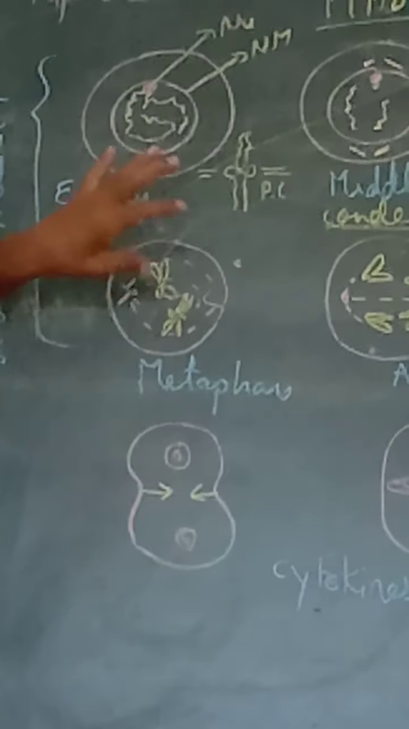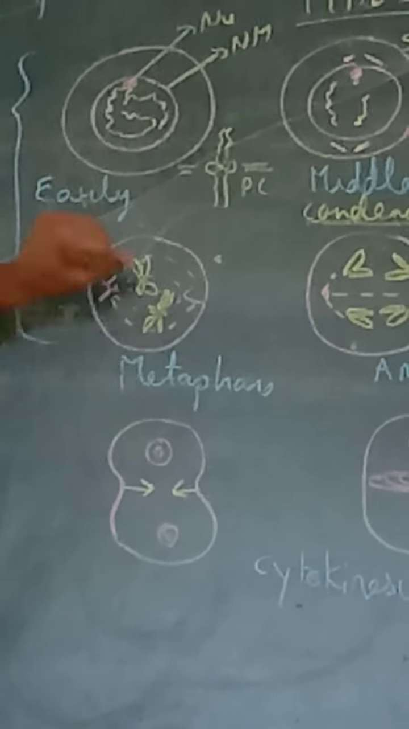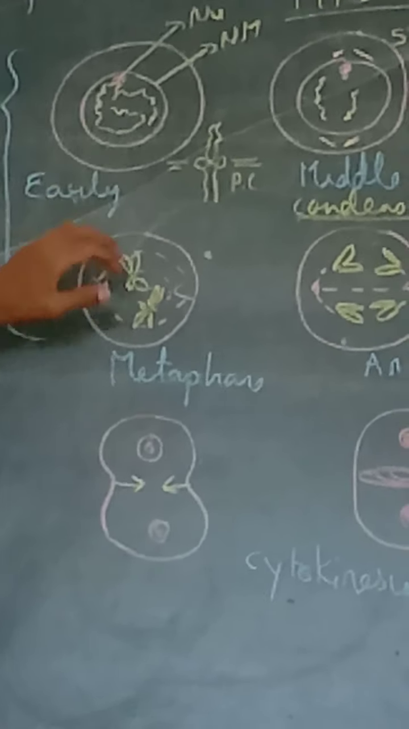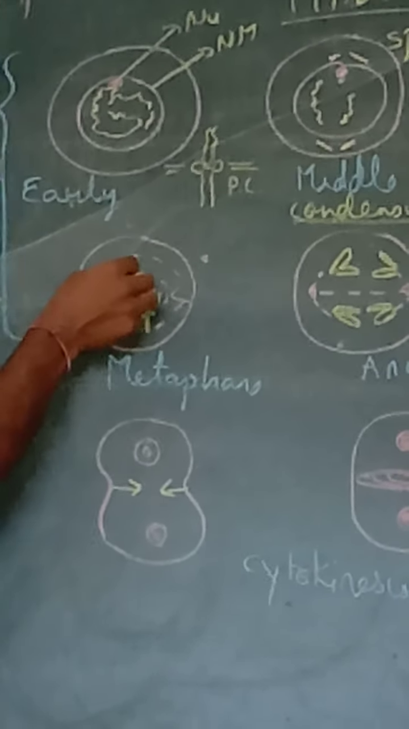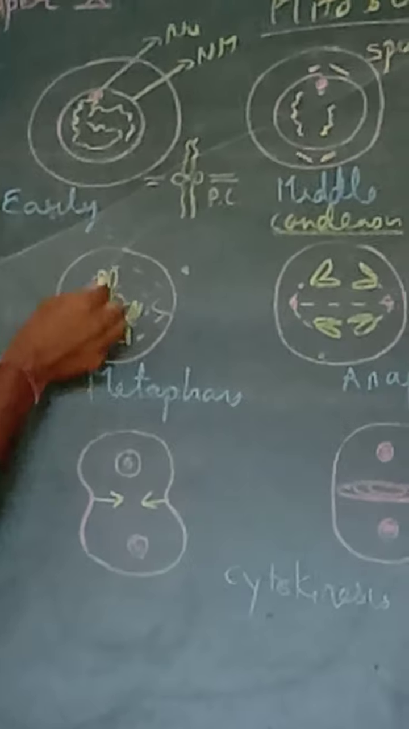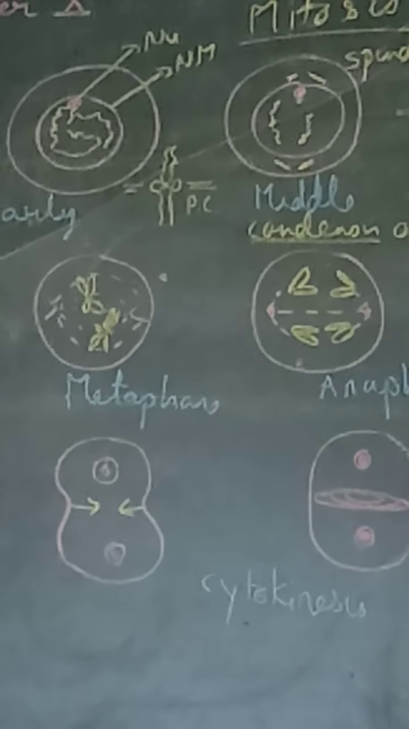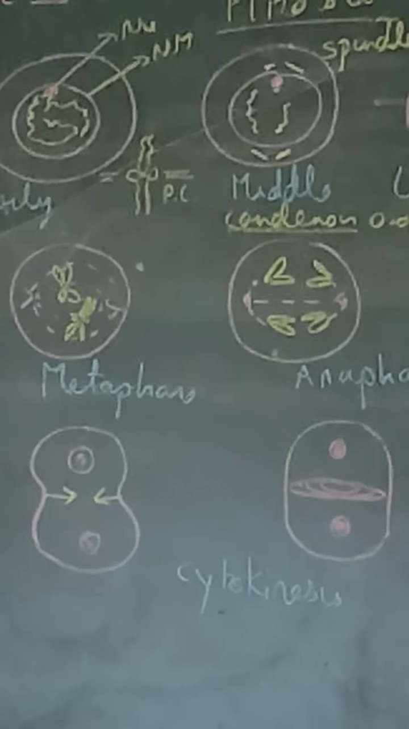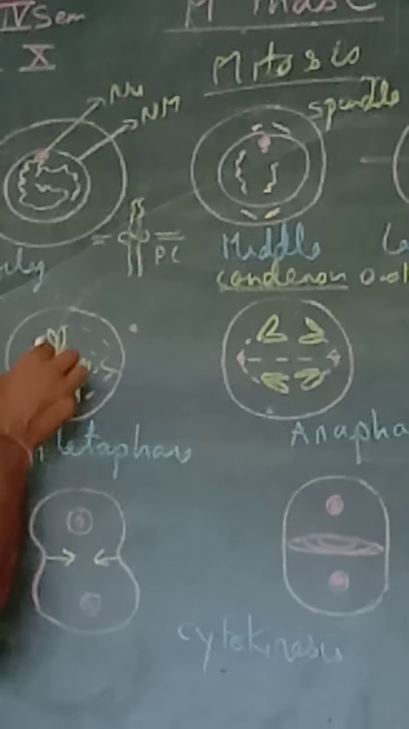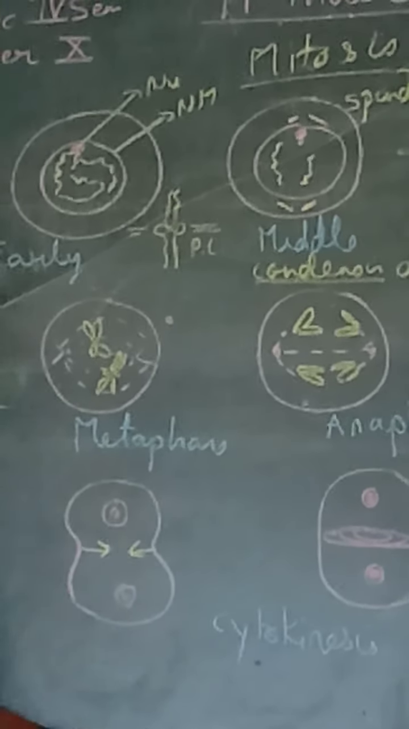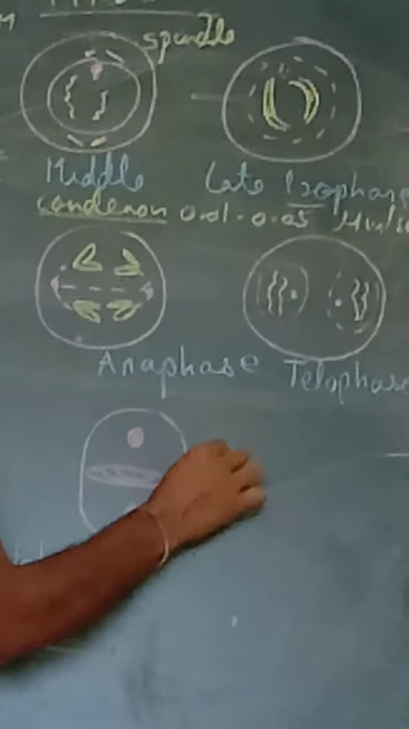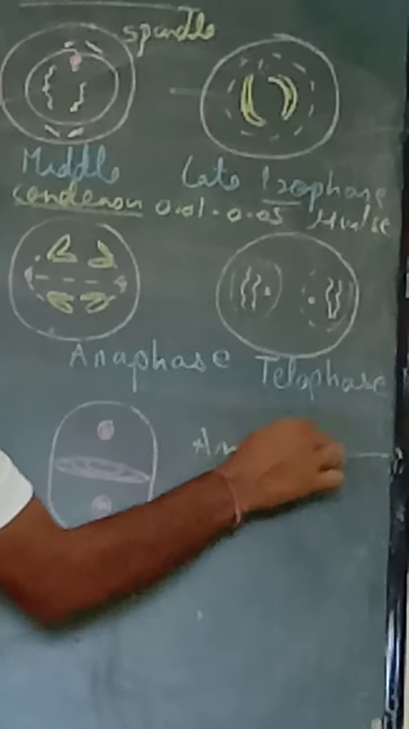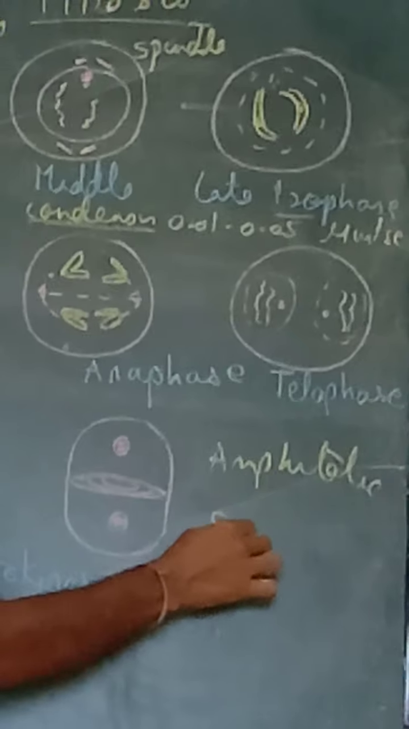In metaphase, the chromosomes become more short, more condensed and more coiled, and this is the imaginary metaphase plate on which they are attached. Now here again two things are there. One is known as amphitelic condition and another is known as syntelic condition.